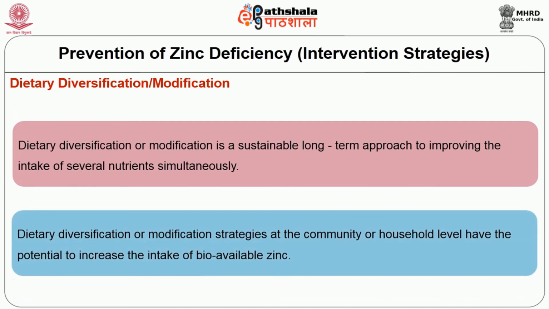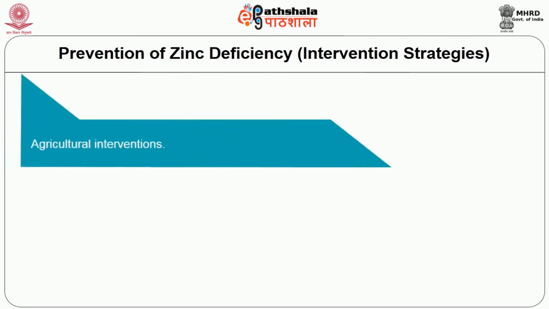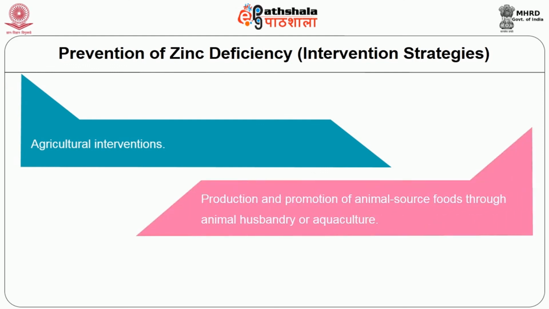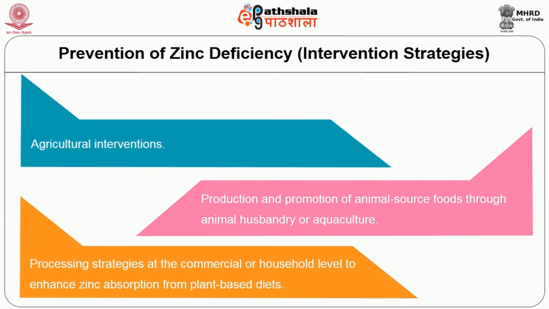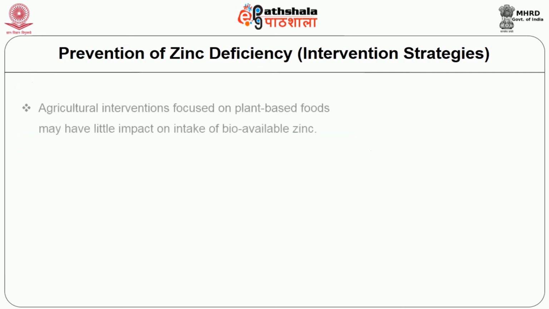Dietary diversification or modification strategies at the community or household level have the potential to increase the intake of bioavailable zinc. Such strategies include agriculture intervention, production and promotion of animal source foods through animal husbandry or aquaculture, and processing strategies at the commercial or household level to enhance zinc absorption from plant-based diets. Agriculture interventions focused on plant-based foods may have little impact on intake of bioavailable zinc.